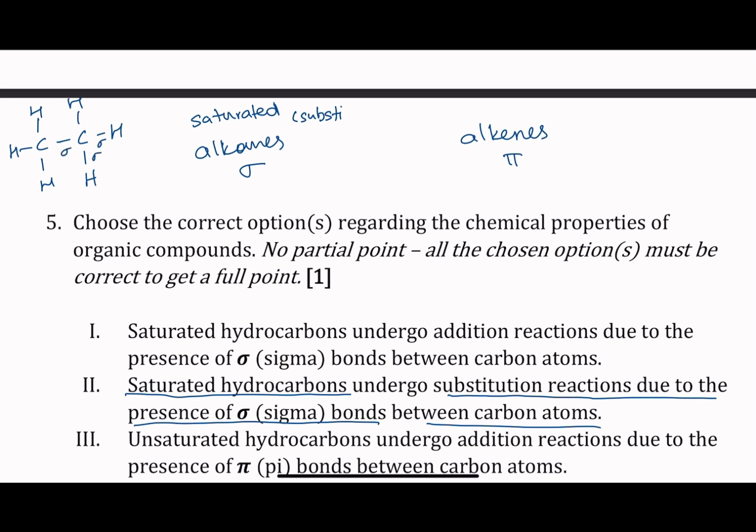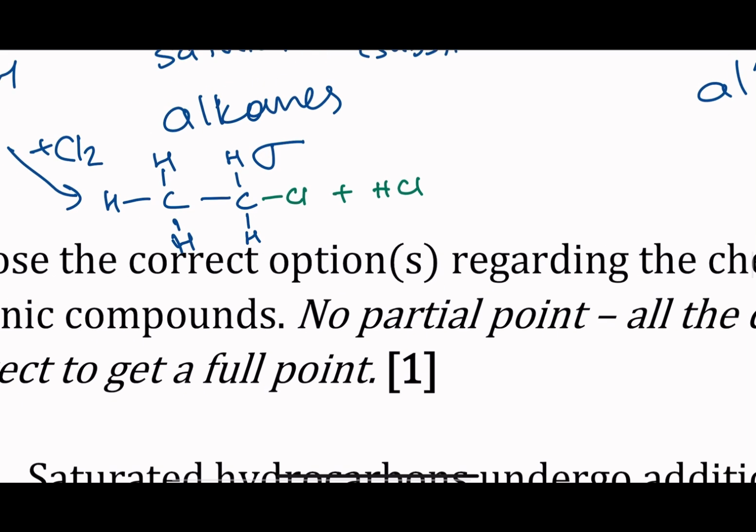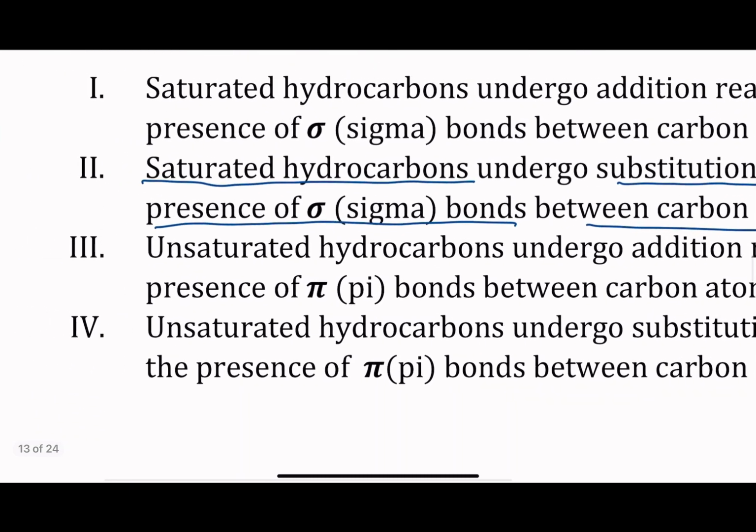The only thing we can do is substitute, and then what we do, we would add, let's say, a chlorine in here, and then your substitution would look like this. So H, and then for C, H, and then you would have a chlorine here, and then this would be the byproduct. For example, this is the substitution. That's why the right answer is here.